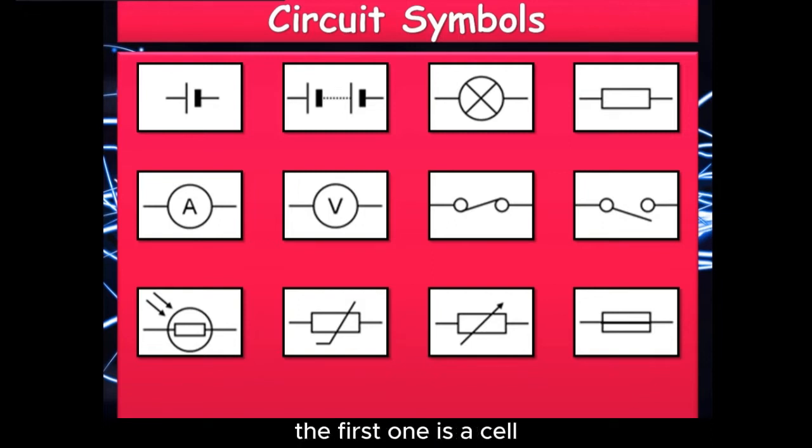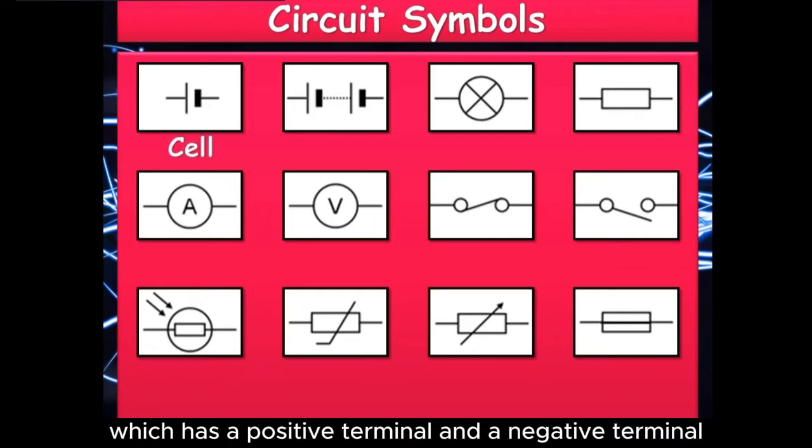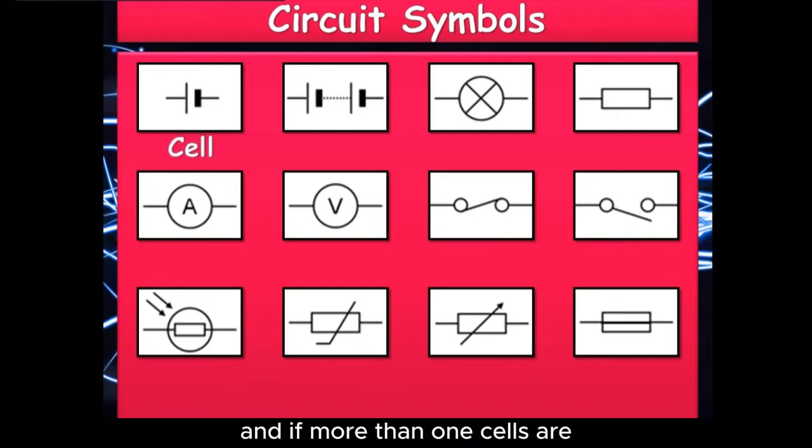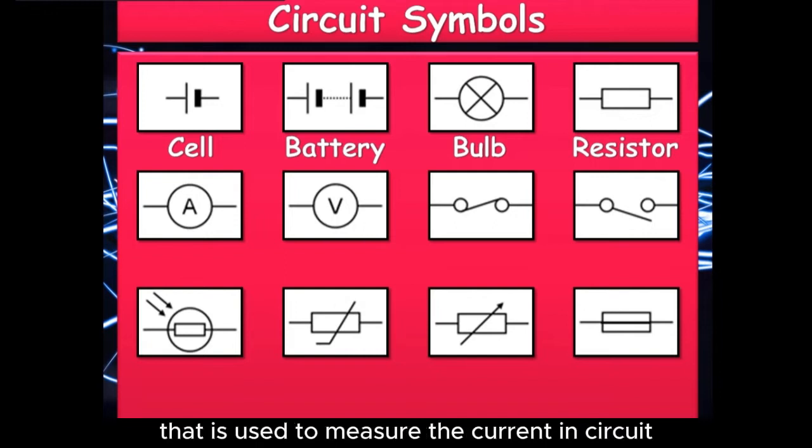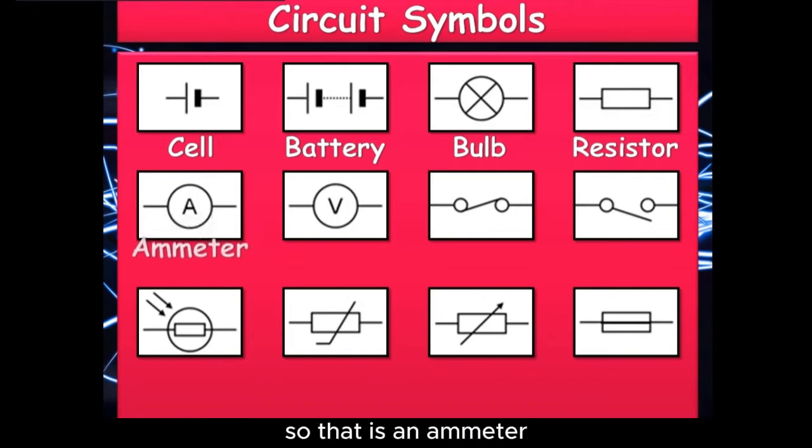The first one is a cell, which has a positive terminal and a negative terminal. If more than one cell is attached together in series, it forms a battery. The third one is a lamp or a bulb. Fourth one is a resistor, a fixed resistor that is. Fifth one is an instrument that is used to measure the current in a circuit. That is an ammeter.